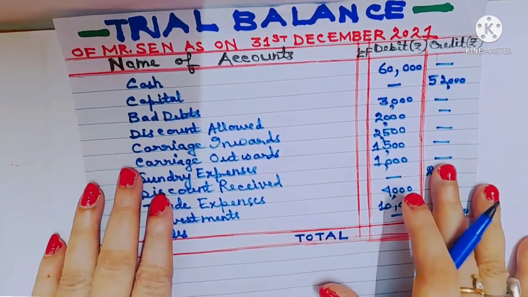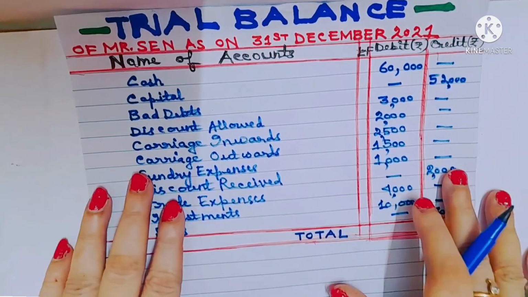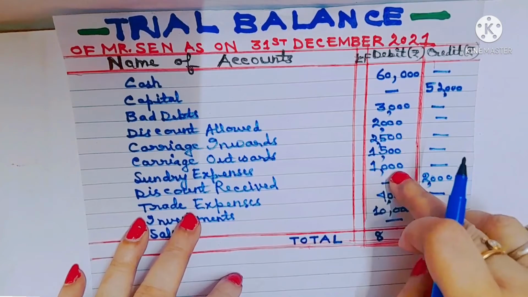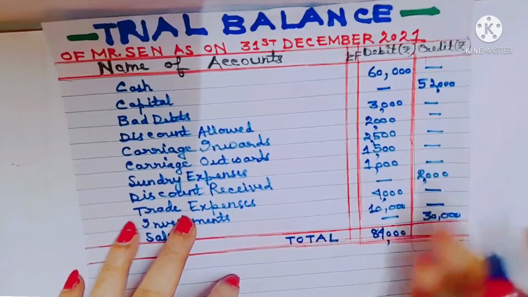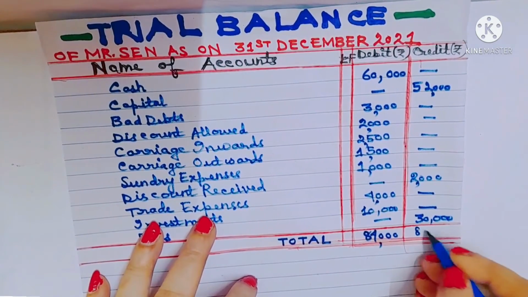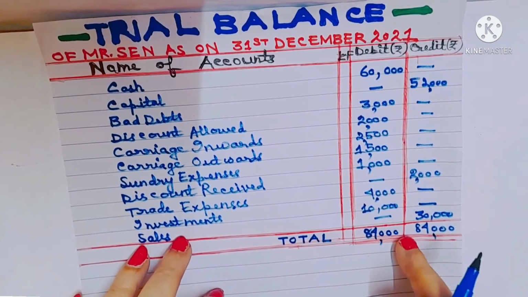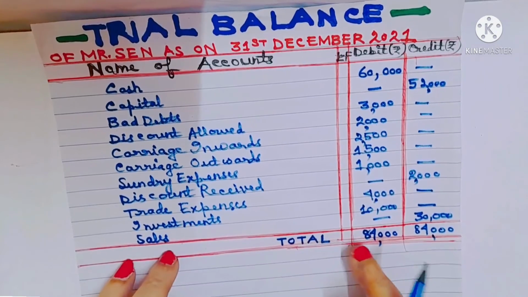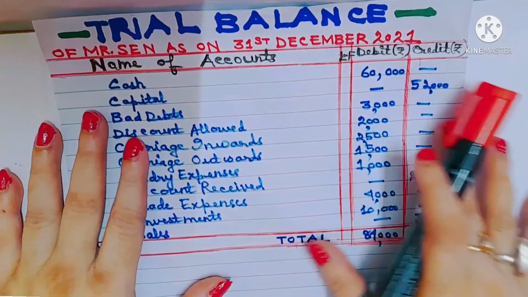So now let's calculate the total of the debit column and the total of the credit column. The debit column's total is 84,000 and the credit column total is also 84,000. So the total of debit column is equal to the total of credit column, and so the trial balance did tally. I hope you understood. Clear?